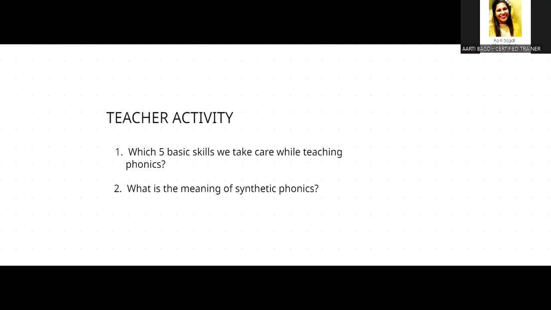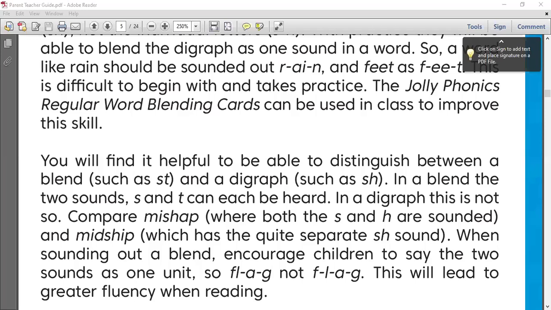Now, let's move forward towards that previous content which we were talking about. We were talking about blending. I had given you a few examples also. How you will distinguish between blend and digraph, and how you will help children to make the sounds of blends and digraphs.